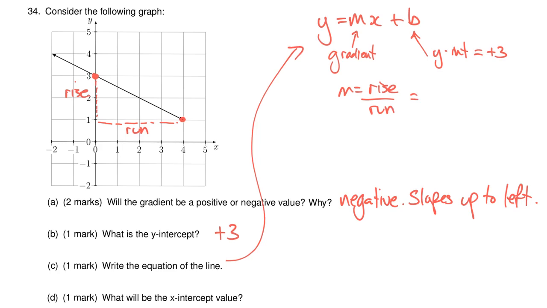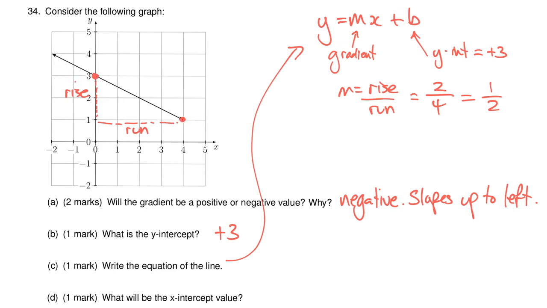Now, my rise in this case, I can see that in this triangle that I've created, it rises 2 units. It goes from 1 to 3. So my rise is 2. My run, the distance along this little right angle triangle that I created between the 2 points, is 1, 2, 3, 4. So it is 4. My gradient, I can simplify that down to a half. Now, be careful. The gradient isn't a half because we said it's a negative gradient because it's sloping up to the left.